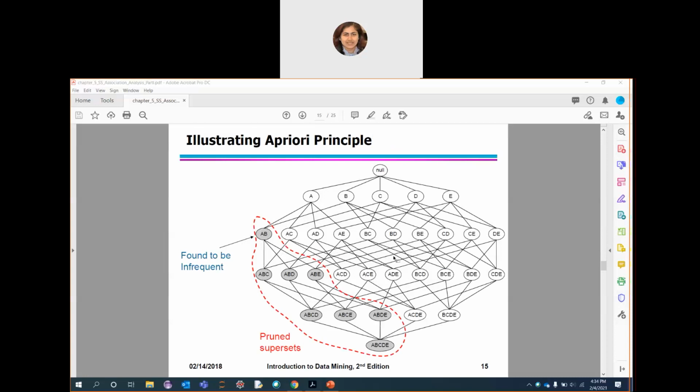But in the reverse way, if an item set such as AB is infrequent, that means not frequent, then all of its supersets, ABC, ABD, ABE, will be infrequent and they will be pruned or discarded. This type of strategy of trimming the exponential search space based on the support measure is called support-based pruning.